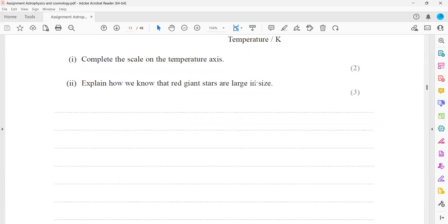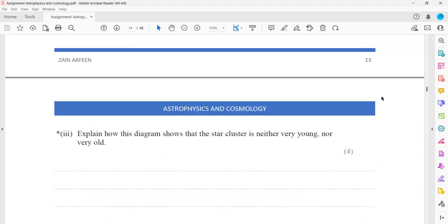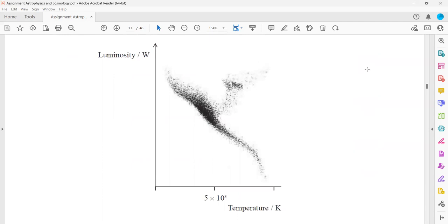Explain how this diagram shows the star cluster is neither very young nor very old. If it was very young, then most of them would be main sequence stars. There are red giants, so it means it is not very young.